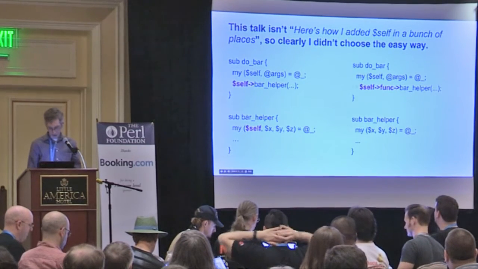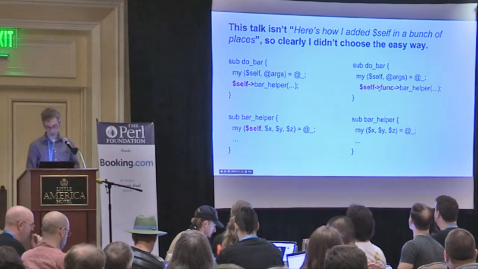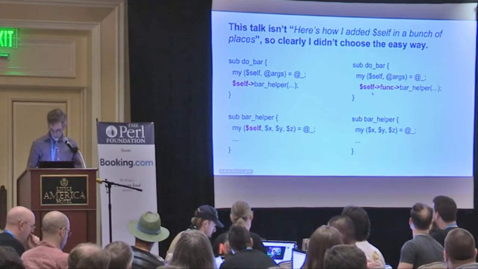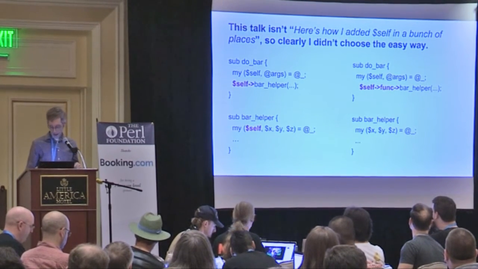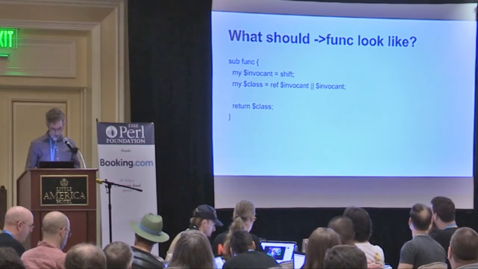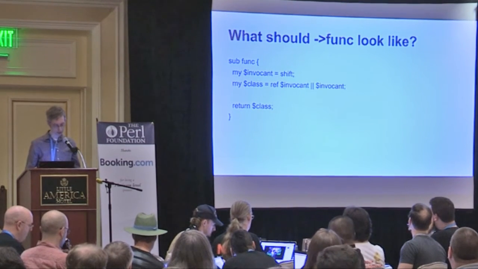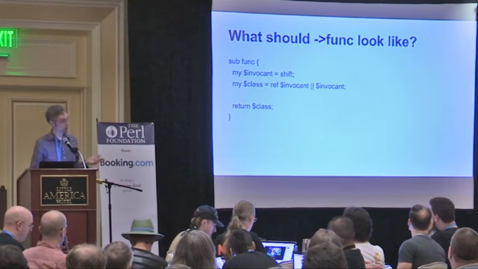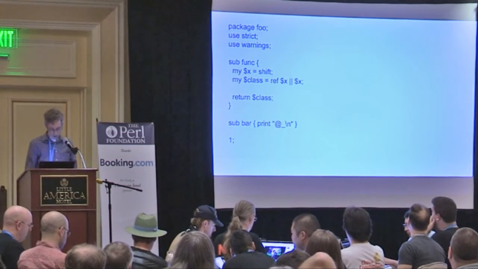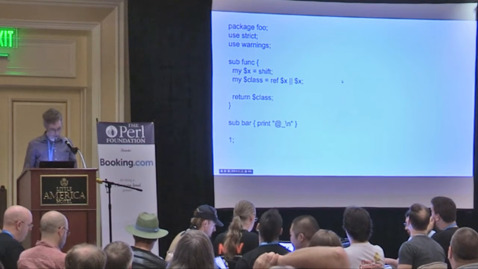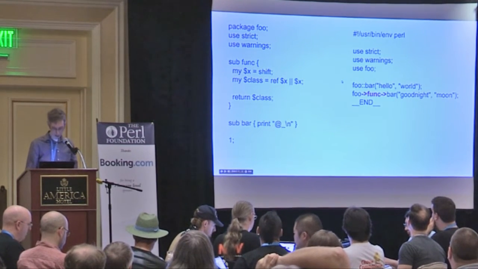So what I clearly did was something on the right-hand side over here. I invented this idea of another method that we could call, which would then go and call the original method as though it's a function. So my first thought of what this should look like is just like, hey, we need to be able to find this function that we're looking for. Let's return the class name. And if we try this out, here's a little test file.